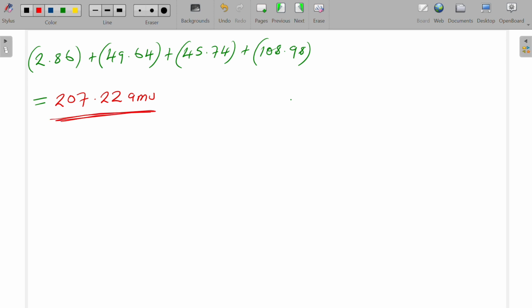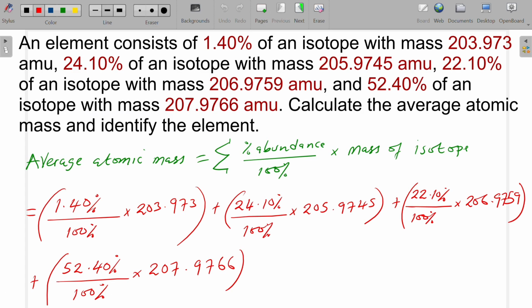Yes, so this is our average atomic mass, 207.22 atomic mass units. Yeah, so that's the value we are finding, and this is how we basically find the average atomic mass for an isotope. So the process is we follow what we have here. As you can see, the formula is this one.